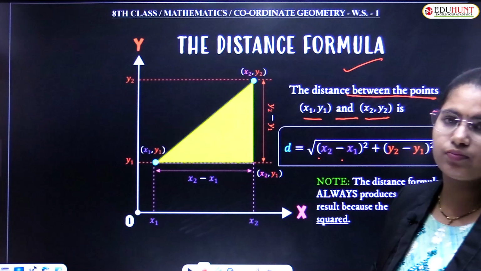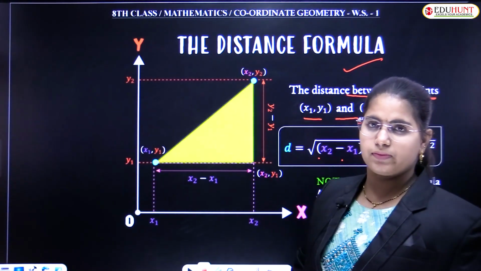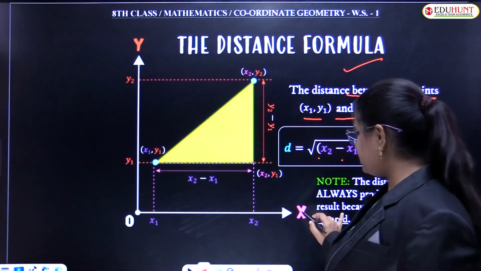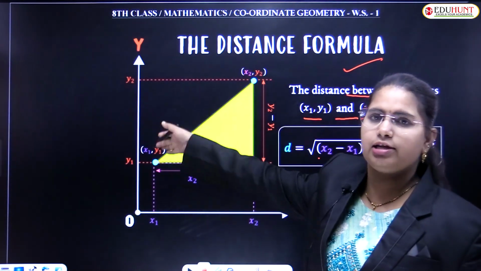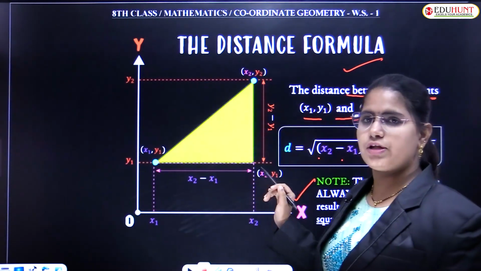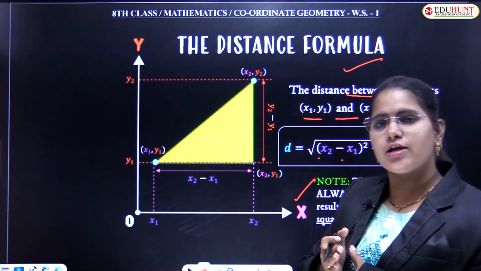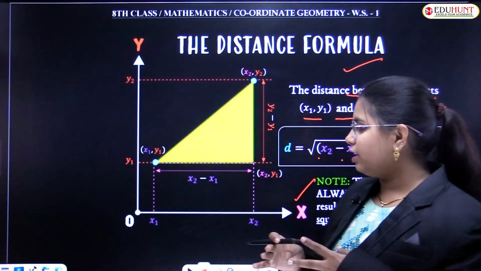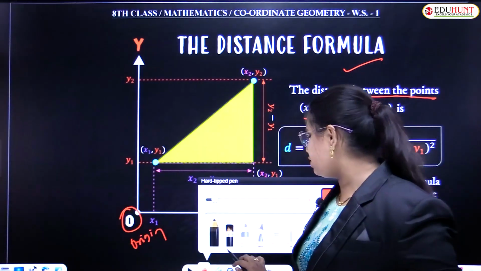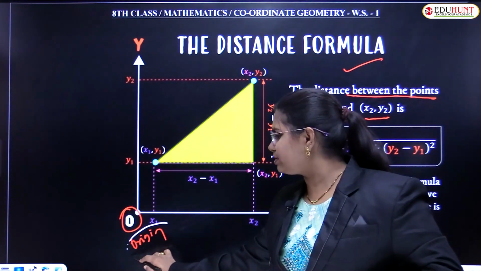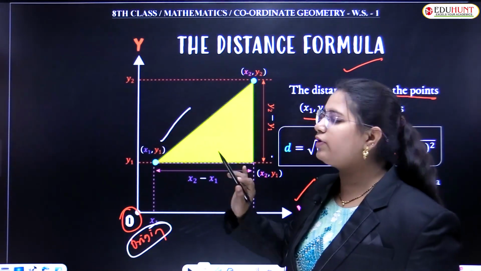But how? How did we get this distance formula? So let me take, this is my x-axis. Can you see here? This is my x-axis and the vertical line is my y-axis, and I have taken both lines perpendicular. So this is my coordinate axis. Whenever I take two perpendicular lines, that will be my coordinate axis. And the point of intersection of these two lines is called the origin. Right? So let me take the first point, which is x1 comma y1.